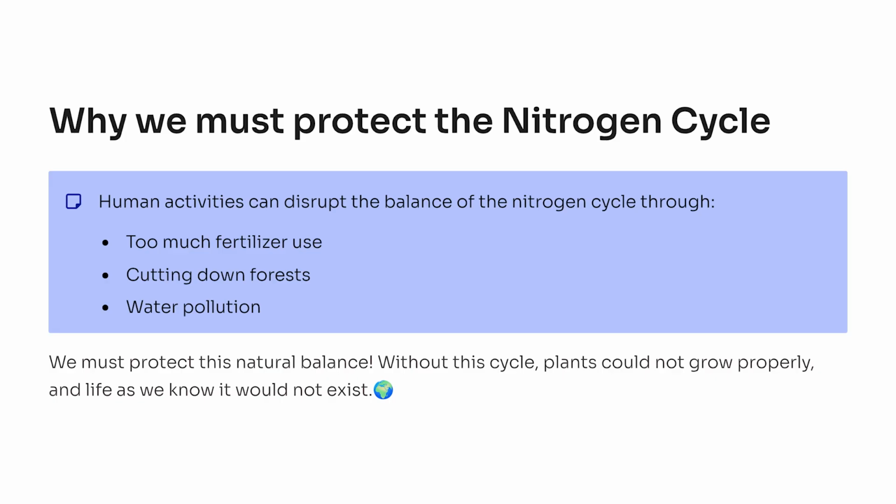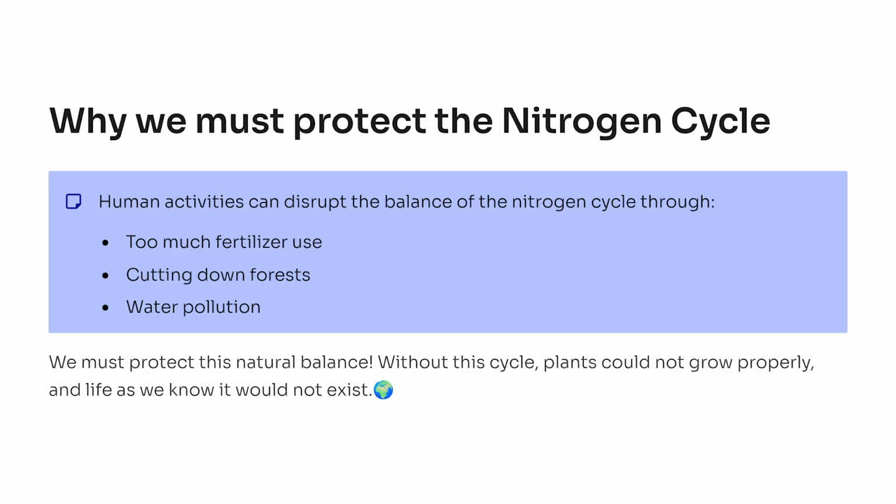Another issue is cutting down forests. When trees are removed, the soil loses nutrients and bacteria that help with nitrogen fixation. This makes it harder for plants to get the nitrogen they need. Even industrial activities that release harmful gases into the air can upset the natural nitrogen balance. That's why it's so important to protect this cycle.